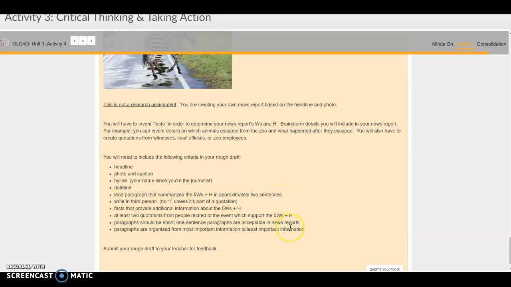Remember, short paragraphs in a news report. You should write in third person. There should be no I unless it's part of a quotation. You should include facts that provide additional information about your 5 W's and H. You should have at least two quotations from people related to the event. And like I said, you should have short paragraphs and organized paragraphs, starting with the most important detail in the lead paragraph, and then progressing to the lesser important details as you move on in your news report.